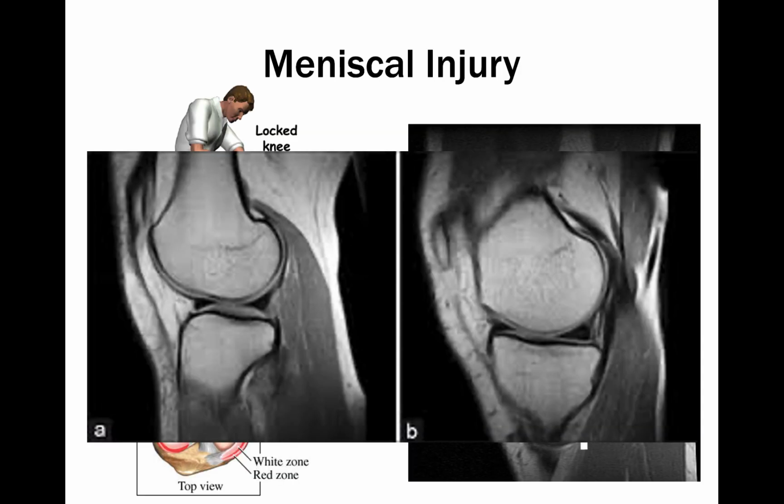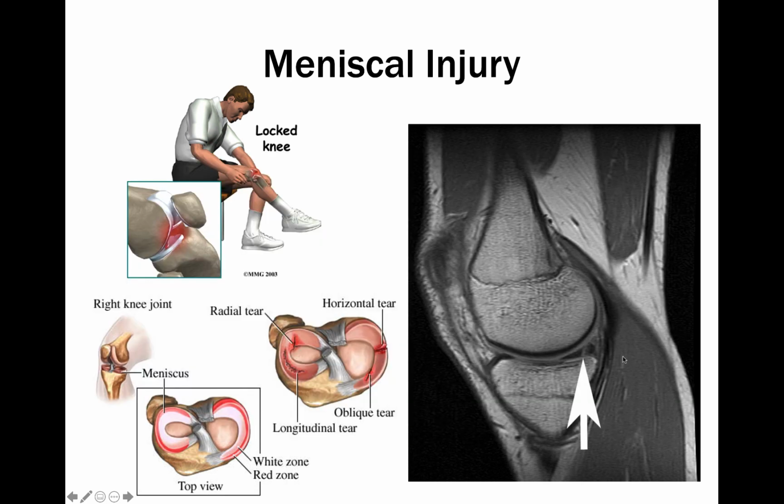What I want you to see here, and you will all get this in your imaging class, is that these menisci, these nice little triangles, are all nice and dark and intact. But in the case of the tear, you can see this white line through here. This is an indication of a tear, all right?